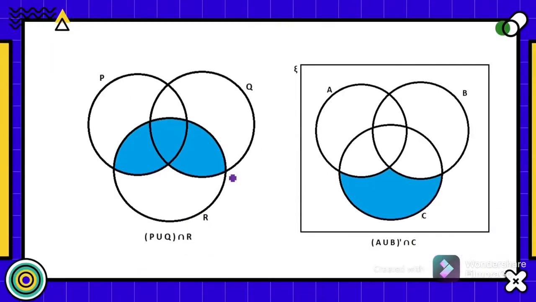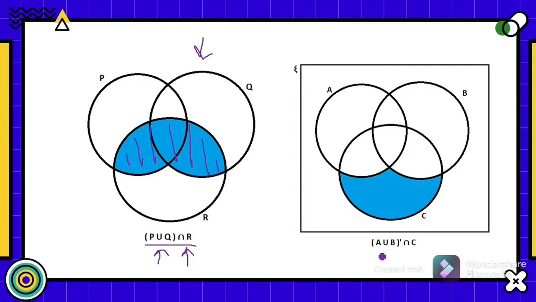I am going to explain by using this diagram. From this picture, we can see this is the operation: in bracket, P union Q, intersect R. To solve this, we must solve the one in the bracket first and then solve from left to right. So P union Q is the elements in P and Q, intersect with R. So this is the shaded region showing P union Q intersect R.